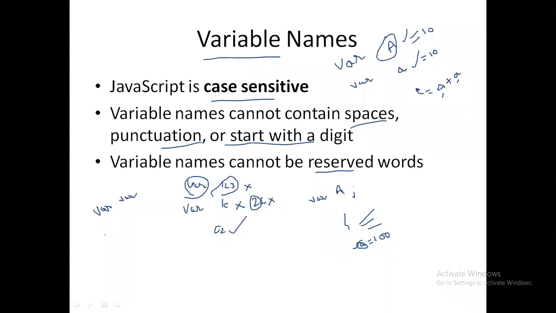According to the rule, it doesn't have any numbers, so it is correct. It doesn't start with numbers, it is also correct. It doesn't have any special character, it's also correct. But what is the problem over here? Why is it rejected? Because it is a reserved word.